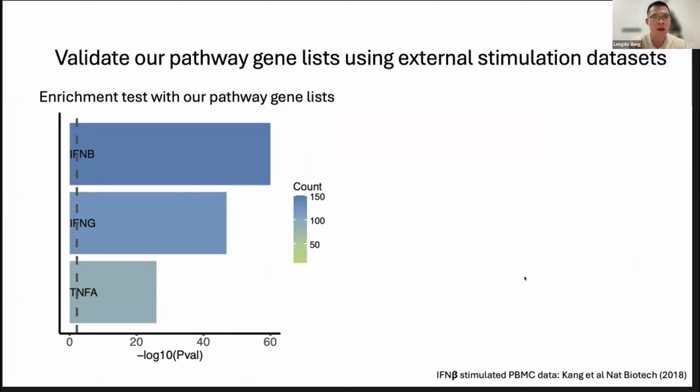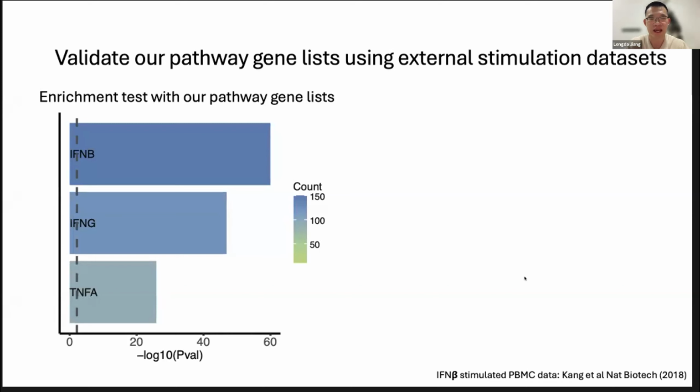And we perform standard pathway enrichment tests for the interferon beta stimulated DE genes that we identified from this dataset. We find high enrichment for our interferon beta gene list, which is a good sign. But we also observe a high enrichment for the interferon gamma and TNF alpha gene lists. All three pathways are highly correlated with each other, so this result is reasonable.